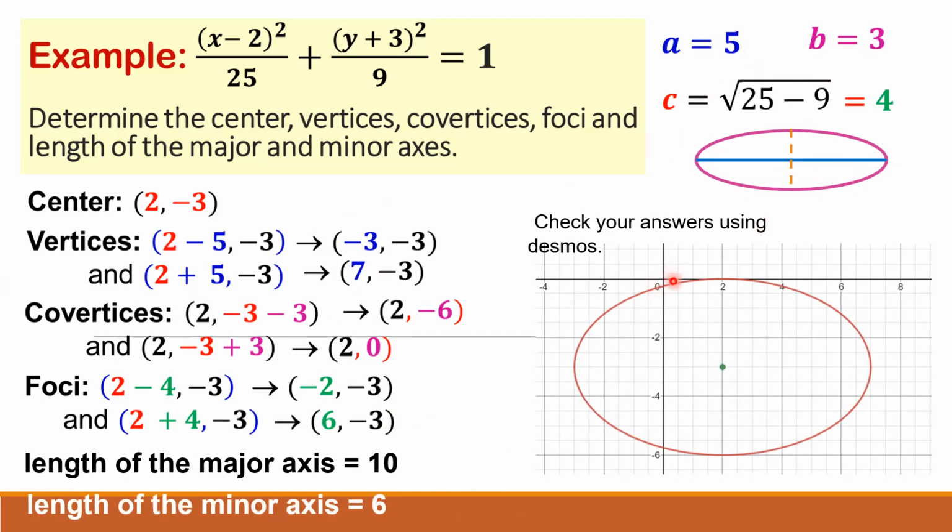We can check our answer using Desmos. Let's try to plot or sketch this using Desmos, and we will be able to see this graph. Okay? And we can clearly see that the vertices are -3, -3, and 7, -3. And the co-vertices will be 2, 0, and 2, -6. Okay. So that's it. You can always pause the video if you want more time absorbing our lesson.